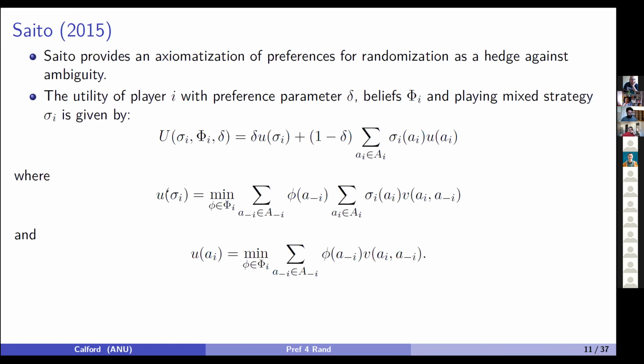This is my preference for a mixed strategy when I have a preference for randomization here, and here is, sorry, your utility of a strategy when I don't have a preference for randomization comes in here. So as delta goes to 1, I have a strong preference for randomization. As delta goes to 0, I have a weak preference for randomization. And this is the model we're going to take. When I say an agent has a stronger preference for randomization, what I mean is they have a higher value of delta in the Saito model.